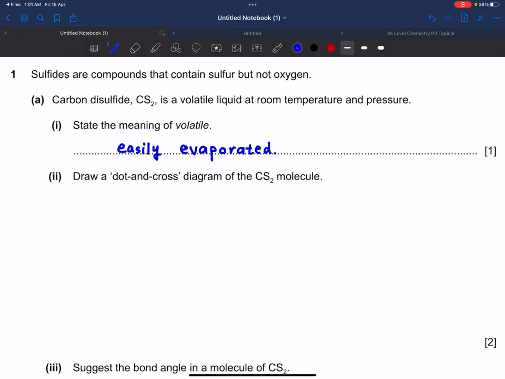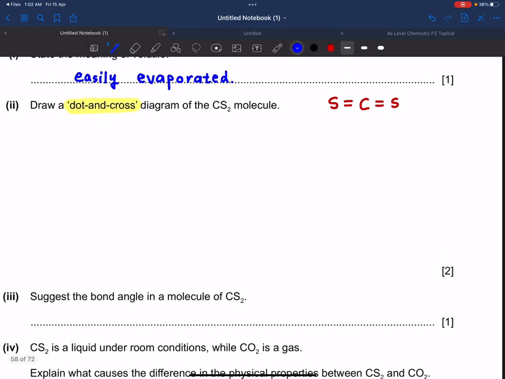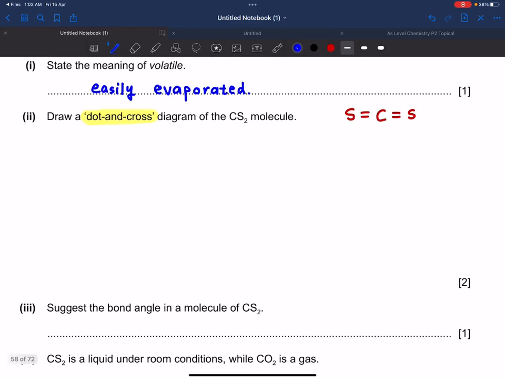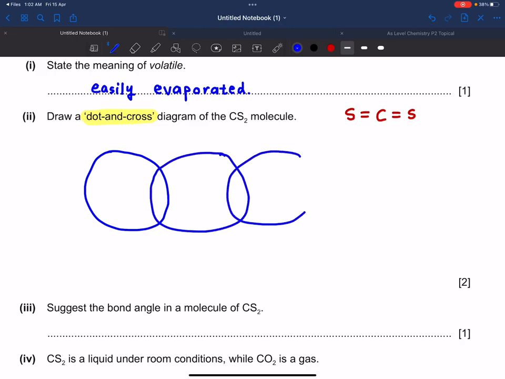Then it says draw a dot and cross diagram of CS2 molecule. Okay, so how are we going to do that? In the CS2 molecule, there's a carbon atom bonded to two sulfurs with a double bond. So you're just going to draw the dot and cross diagram. It will be like these circles, which you call outer shells, valence shell.